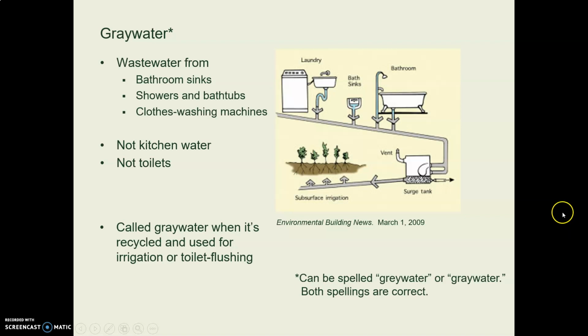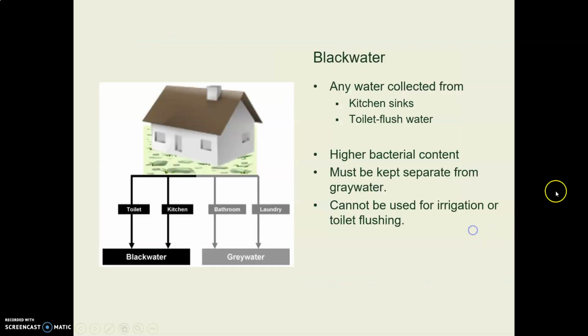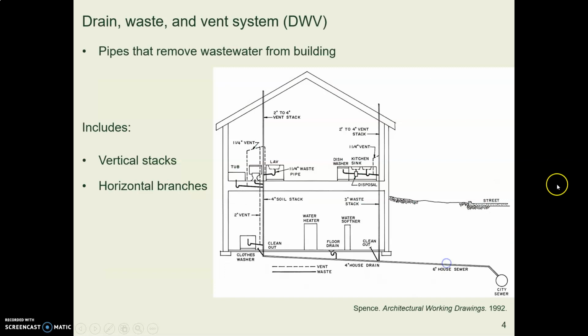Gray water is wastewater that's not contaminated by bacteria. So it comes from bathroom sinks, bathtubs, washing machines, and so forth. Black water can have bacteria in it, and so it comes from toilets and kitchen sinks, which might have food in them. The wastewater system contains pipes, and it contains vents in vertical pipes.